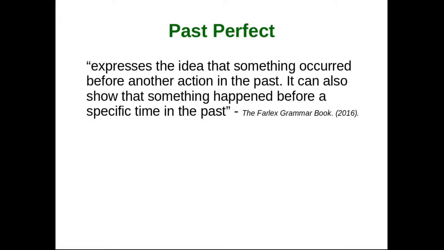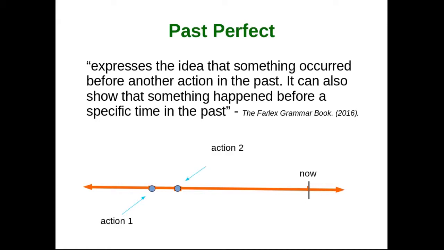The past perfect expresses the idea that something occurred before another action in the past. It can also show that something happened before a specific time in the past. Let's look at a timeline. This is now. There are two actions in the past. Action 1 happened before action 2. This is the past perfect. Two actions in the past.